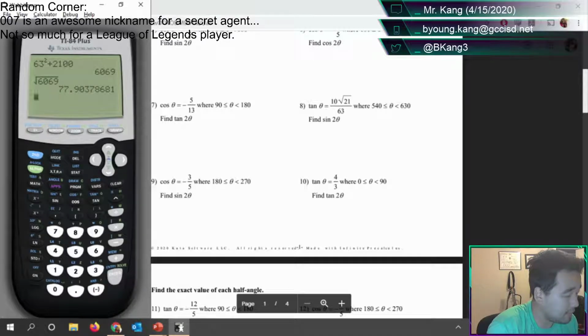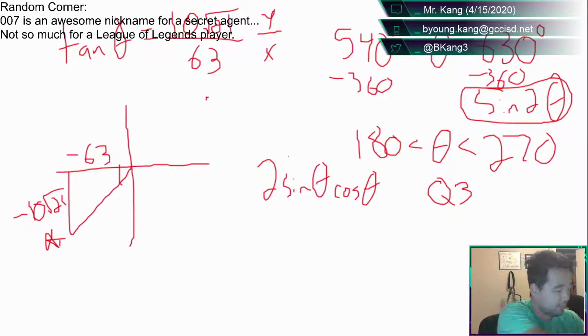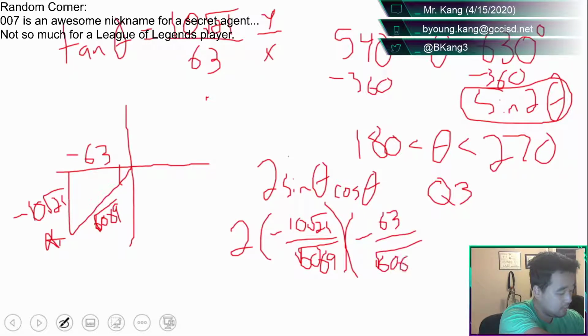Let's see, sine would be that over square root. I'm going to just write and talk. I'm assuming these numbers are just going to be super annoying. Okay, so the hypotenuse is square root of 6069, which I'm not going to bother reducing right now. Okay, so 2 times sine times cosine. I'm going to assume a lot of that reduces after we're done with this.